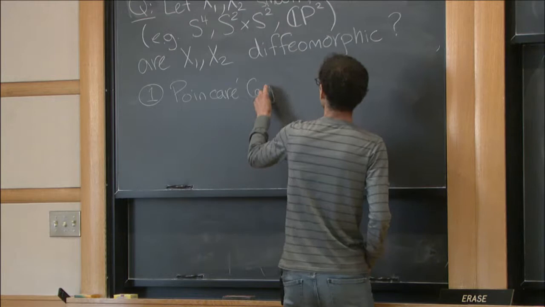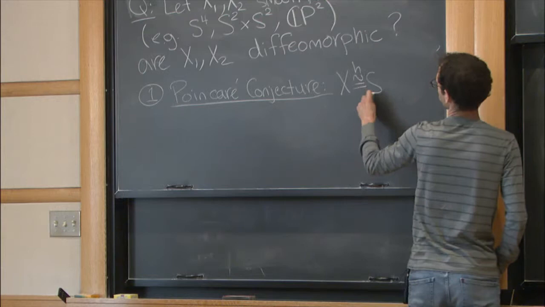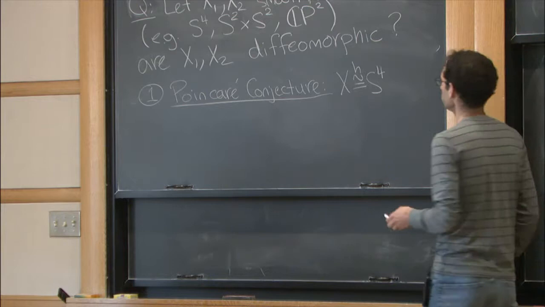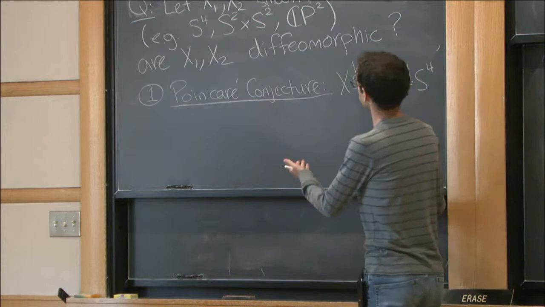Let me put it in a simple way: if X is homeomorphic to the four-sphere, where I'll write H to mean that the equivalence is just a bicontinuous bijection, then X is diffeomorphic to the four-sphere, which I'll write with a D. That's the one remaining case of the Poincaré conjecture, something about dimension four and something about smooth structures.